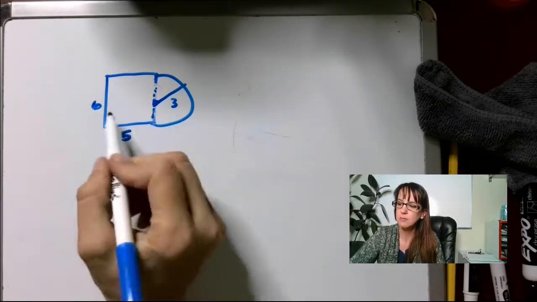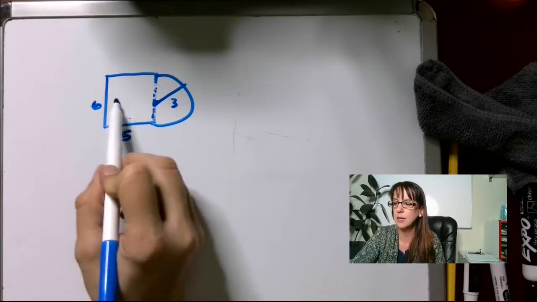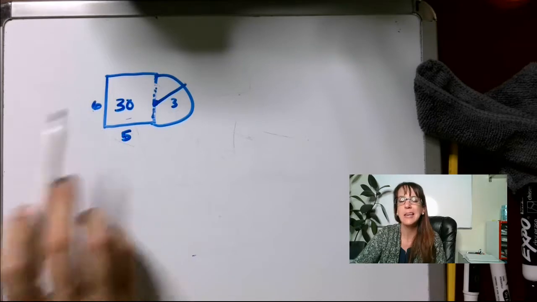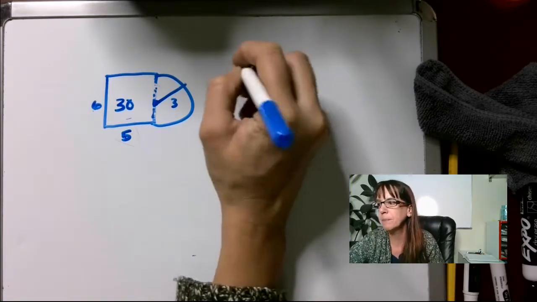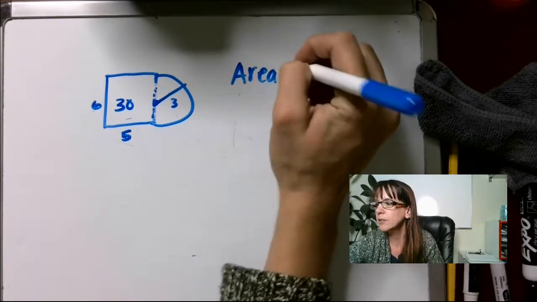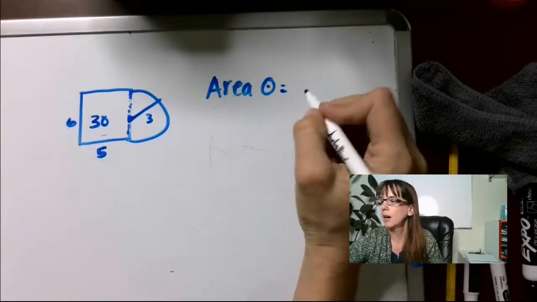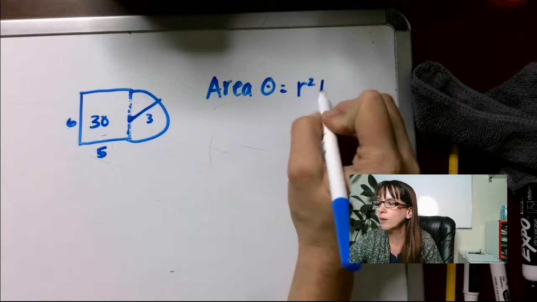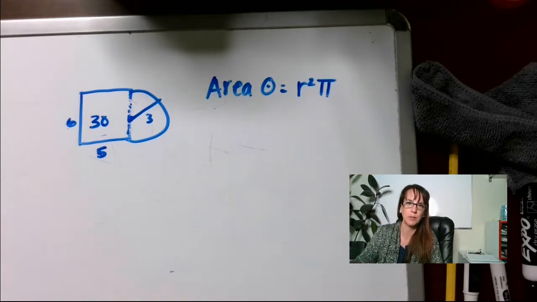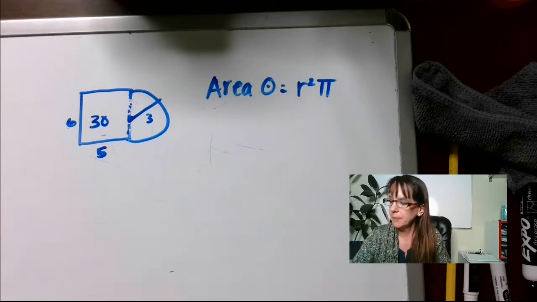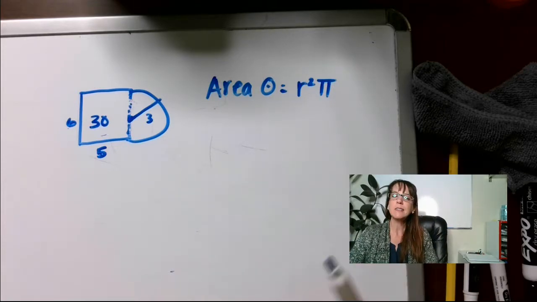Well, the area of this, we know, is a rectangle, so that's going to be 30, because I take this times this. Finding the area of a square, if you remember that, of a circle. Area of a circle equals r squared pi. Now you could say pi r squared, that's fine too. I just like to throw my pi at the end, just like dessert, I don't know. So the area of the circle is the radius squared times the pi.